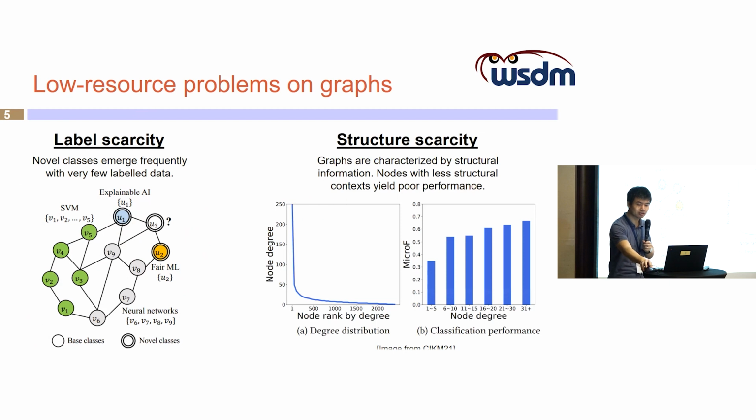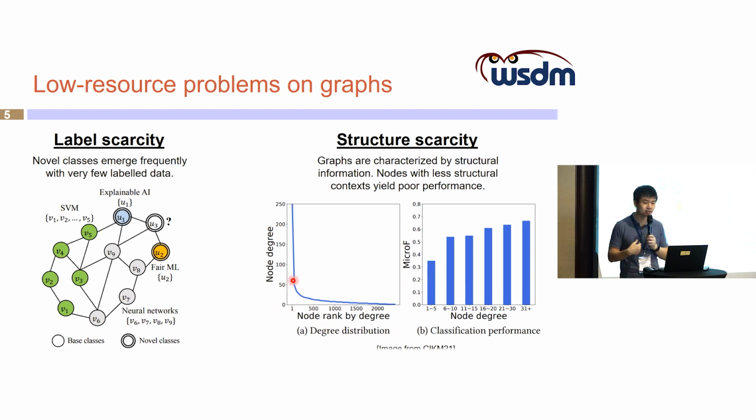Another problem that's unique to graphs is the so-called structure scarcity. The main difference between graph data and other kinds of data is that we have relations. Some nodes have many connections to other nodes, but some nodes only have very few connections. If you look at this diagram of nodes ranked by degree, this is a typical node degree distribution in many networks. Only a small percentage of nodes have really high degrees, but most of the nodes in the tail have only maybe 1 or 2 links.